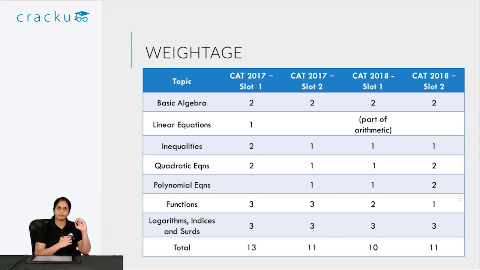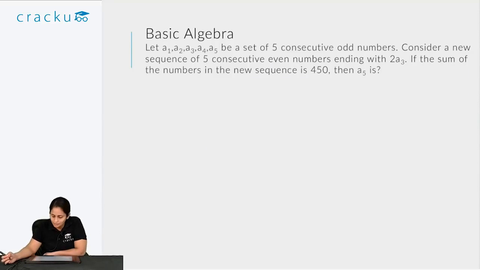But there can be extremely difficult questions from functions also. There can be pretty difficult questions from polynomial equations. So you have to pick and choose. Now let's go on to the next part. What we'll try to do is go through each of the subtopics and give you a recent CAT question from that subtopic, so you have an idea of what kind of questions come and what the difficulty level is. So let's start with basic algebra. So consider this question.